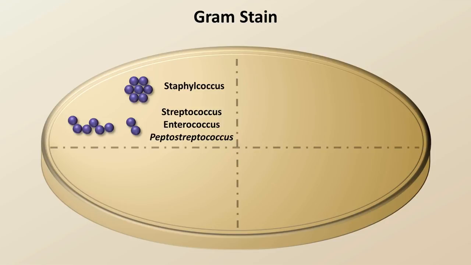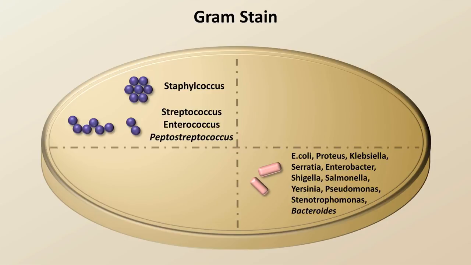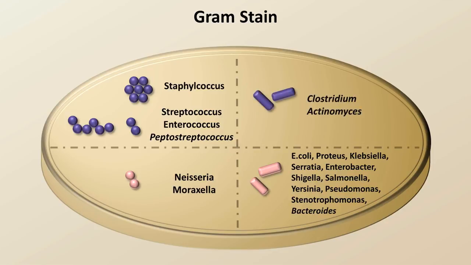Another category of bacteria are the gram-negative rods. There are many specific bacterial species in here, most notably E. coli, and the genera Proteus, Klebsiella, Serratia, Enterobacter, Shigella, Salmonella, Yersinia, Pseudomonas, Stenotrophomonas, and Bacteroides. These are the 2 largest general categories of bacteria. However, there are also the gram-negative cocci. The 2 important entries here are the genera Neisseria and Moraxella. And finally, clinically relevant gram-positive rods are relatively uncommon, but include Clostridium and Actinomyces.